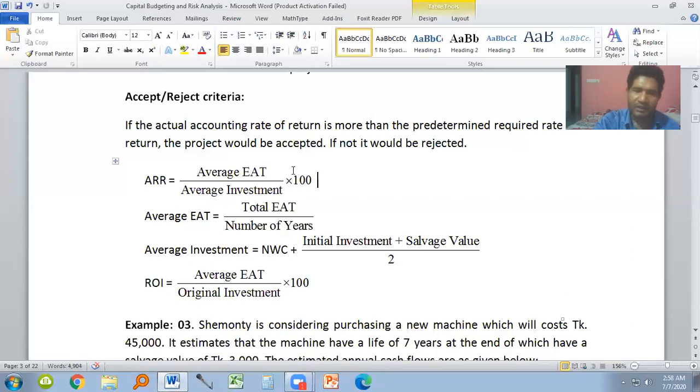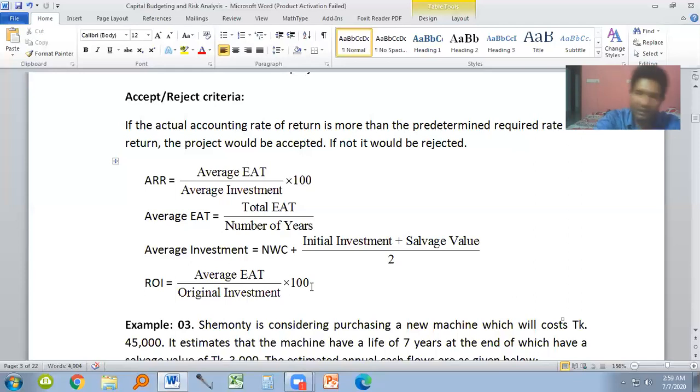Now, how can we get average EAT? Average EAT equals total EAT divided by number of years. How do we know average investment? Average investment equals NWC, net working capital, plus initial investment plus salvage value, divided by 2. Here is another formula for ROI, return on investment: average EAT divided by original investment, times 100.